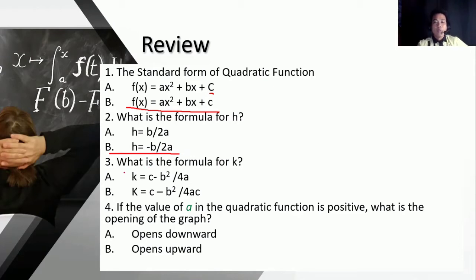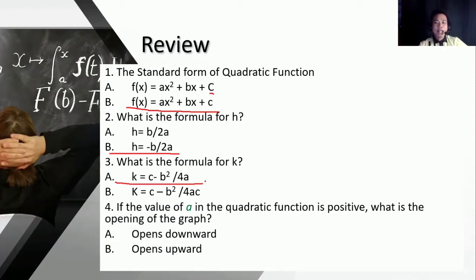Okay, next. What is the formula for k? Another 5 seconds. 5, 4, 3, 2, and 1. Okay, very good. We have letter A. k is equal to c minus b squared all over 4a. So in the given formula, we have k, small letter, then the difference of the constant and the value of b squared over 4a. Very good.